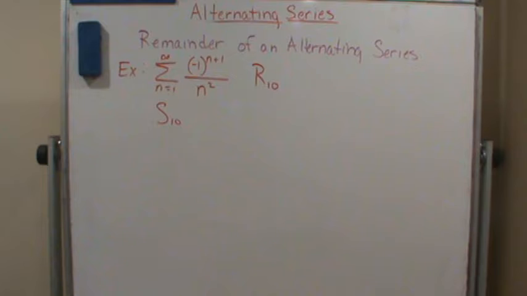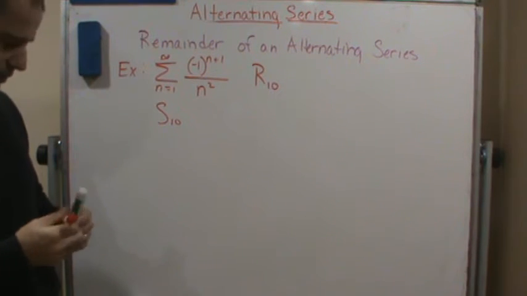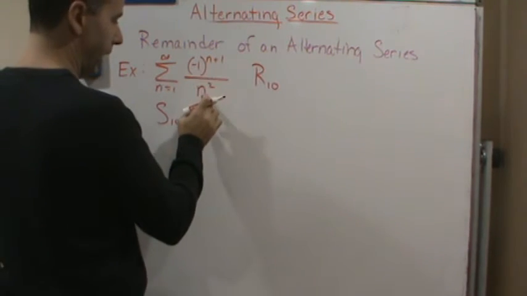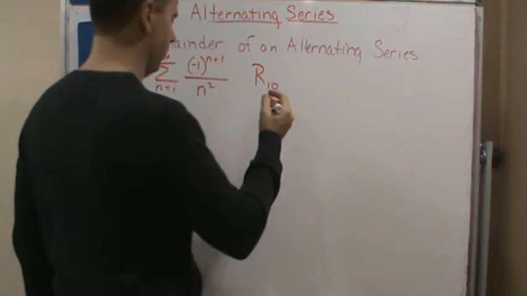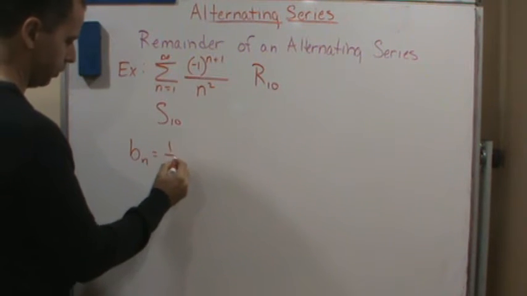And of course, this is based on, like I said, assuming that we're doing the 10th partial sum, s sub 10. Okay, so, what does this all mean? Well, like I said, if it's an alternating series, let's check the conditions. We know this is 1 over n squared, that's b sub n. So let's do that down here. So b sub n equals 1 over n squared.